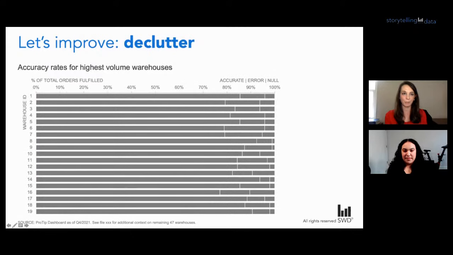So let me actually step through all of the changes that I made when I switched to this new view here. So removing color, and we're going to add that back in eventually. So I wouldn't just lead with a de-emphasized all gray graph like we have here. Took away all of those grid lines. We had a lot of votes for that. I also improved the chart title. So now it is clear that we're looking at the accuracy rates for the highest volume warehouses.